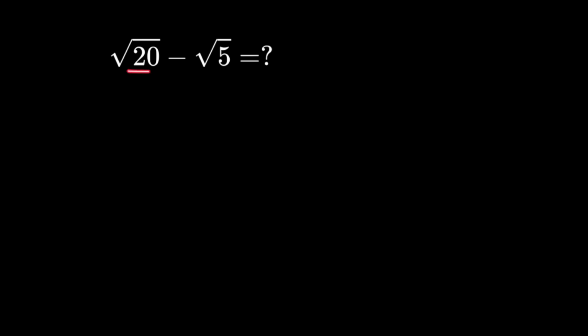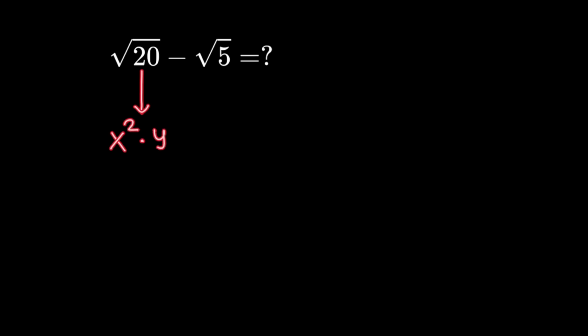You can't just subtract the numbers inside the roots. 20 minus 5 is 15, yes, but that rule does not work here. So what do we actually do? We break down square root of 20. The trick is, find a factor that's a perfect square.